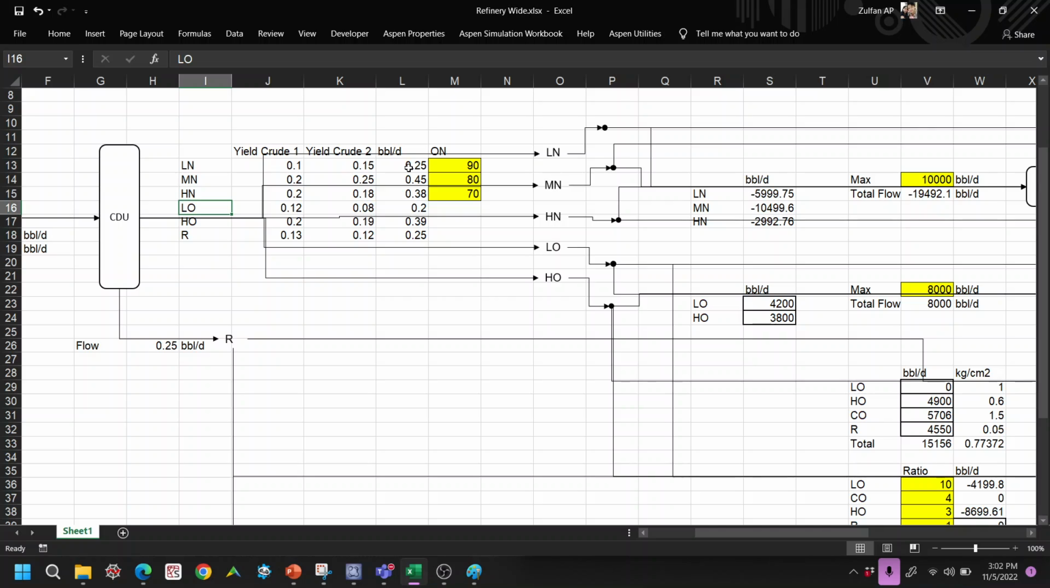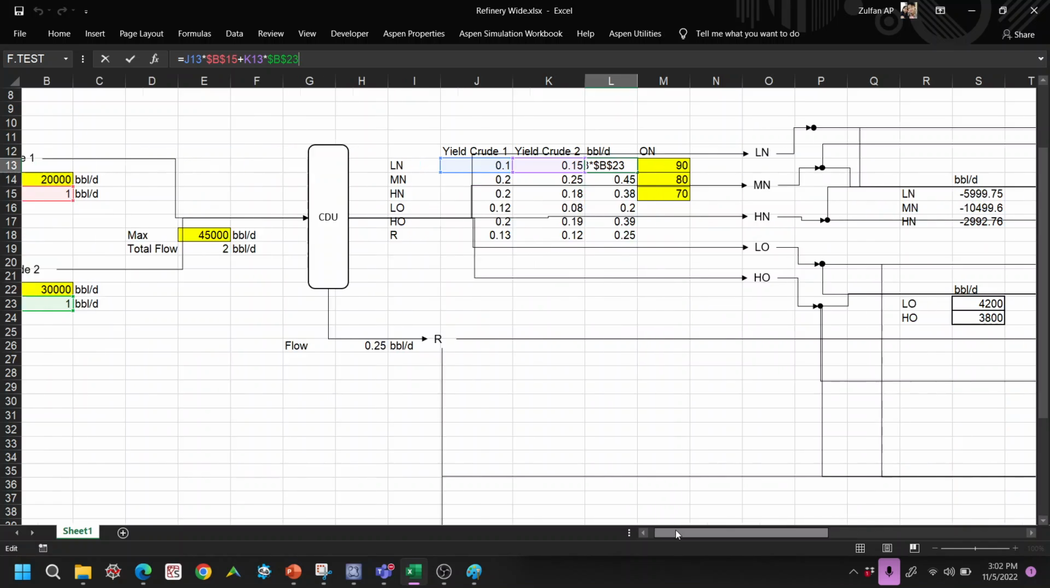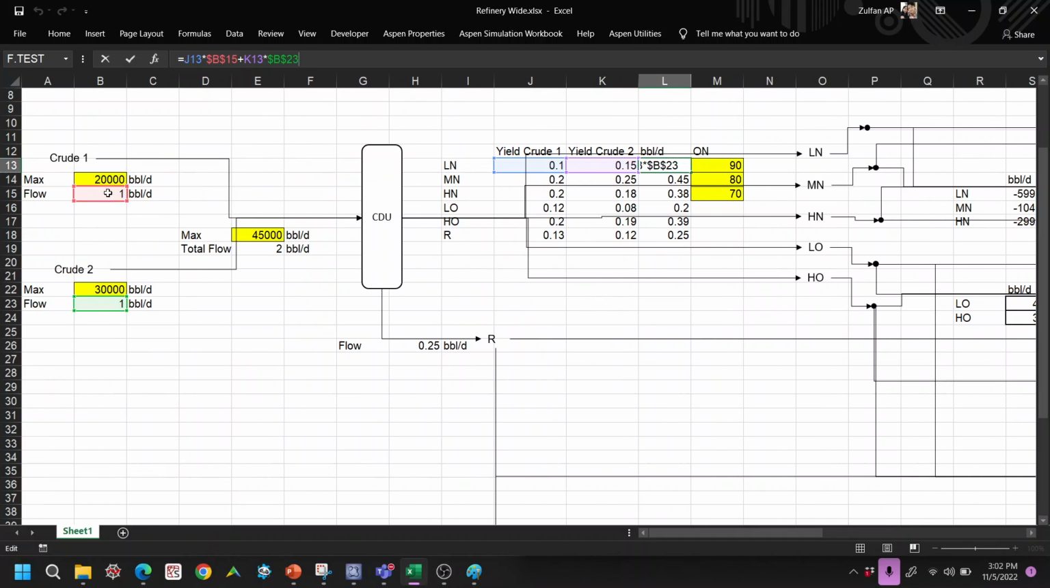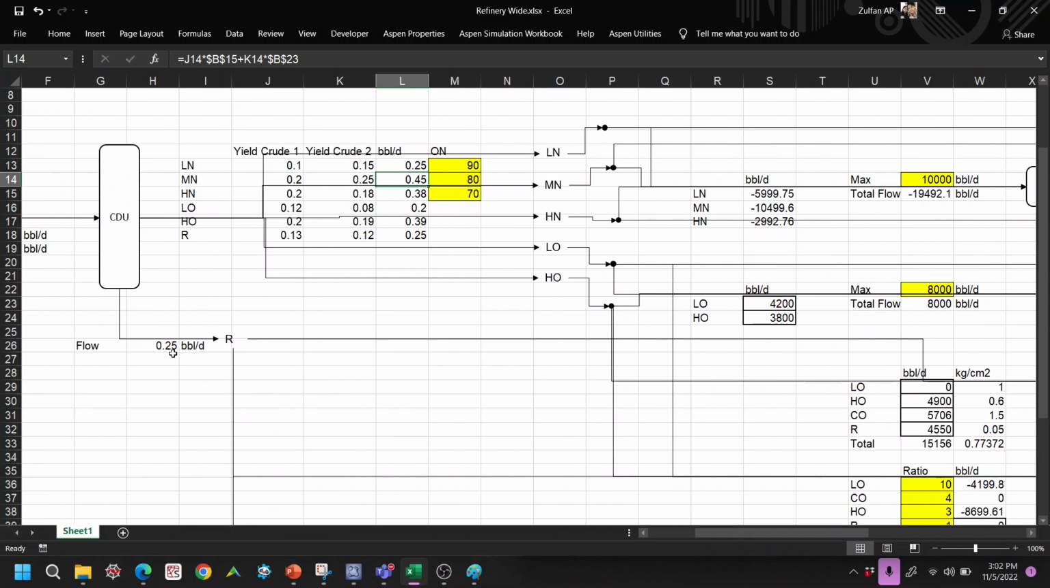Yield of crude 2, and then this is the amount of barrels per day of each of the products given the crudes and the yields. So for example, you can simply model this as a straight mixing, right? So crude 1 yield, crude 2 yield, and then you add them, and you get your barrels per day for each of the product streams. And then this residue is basically this number. So this number is this number.